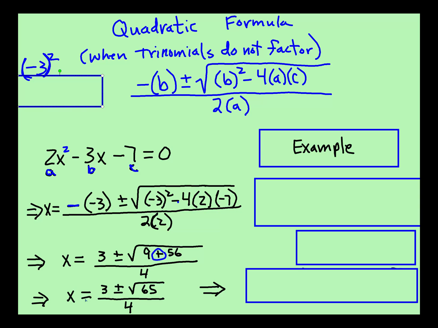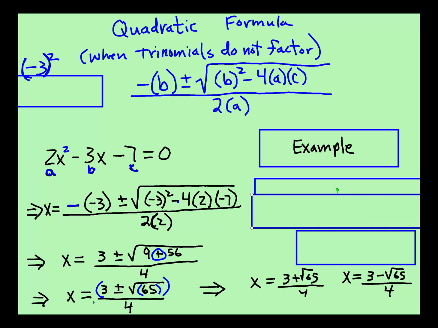So now you have x is equal to 3 plus or minus the square root of 65, all divided by 4. Remember, if you end up in a situation where the teacher wants a decimal value, make sure you put all of the parentheses there as you're typing it into the calculator. Otherwise, you'll get wrong answers.